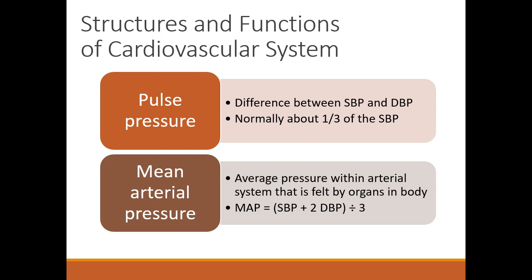Otherwise it's widening. The other is the mean arterial pressure, and this is the average pressure within the arterial system that's felt by the organs, and is often referred to as MAP. All right, so that's systolic pressure plus 2 times the diastolic pressure, divided by 3. So that's kind of a unique formula.